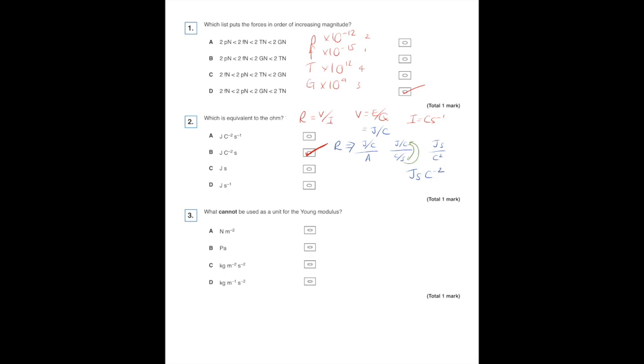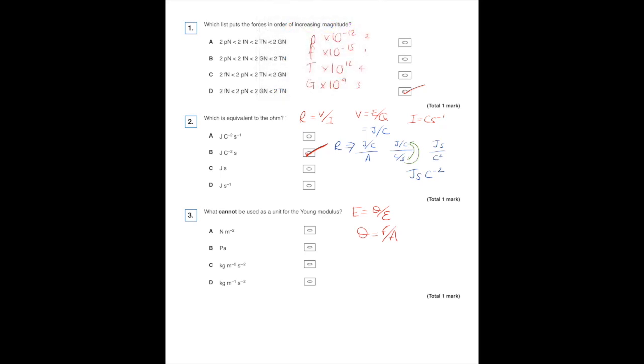Then with question 3, we've got something similar. We're now looking for Young's modulus. Remember, Young's modulus is stress over strain. We know that strain doesn't have a unit, so the unit for Young's modulus is going to be the same as the unit for stress. And we know that stress is force per unit area, force divided by area.